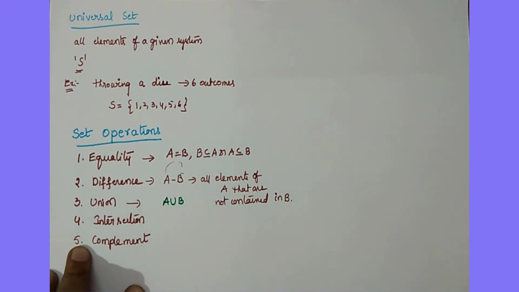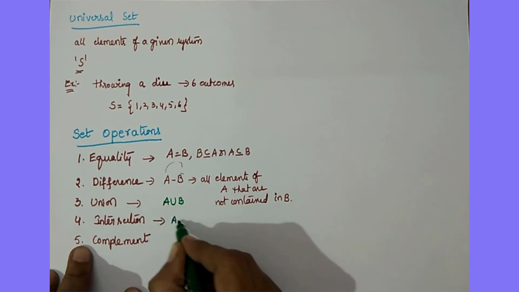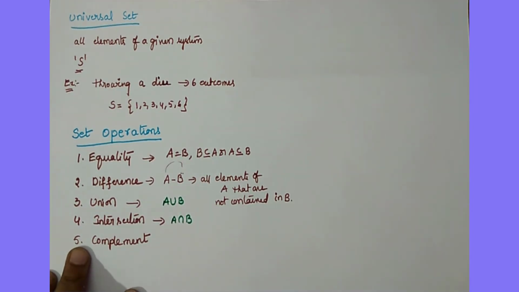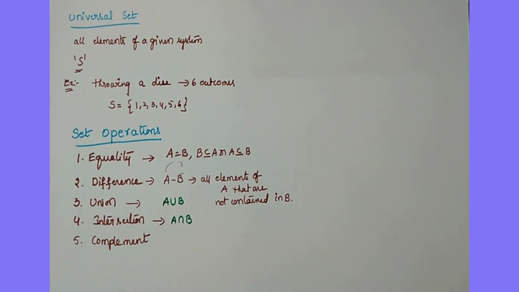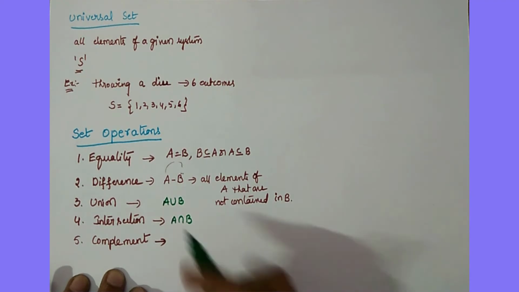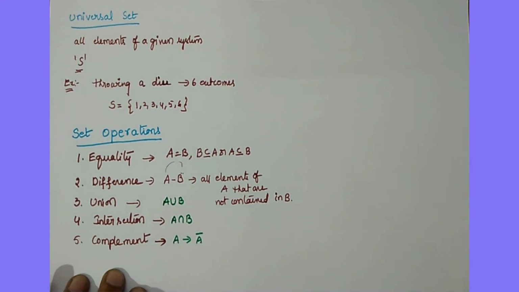Next, intersection. What is intersection? Intersection is denoted by A intersection B. The mainly used set operations are union, intersection and complement. Okay. So now intersection. It is the set of all elements common to both A and B. Okay. Then the next one is complement. Complement is represented by, if A is a set, then its complement is represented by A bar. What is A bar? It is the set of all elements not in A.